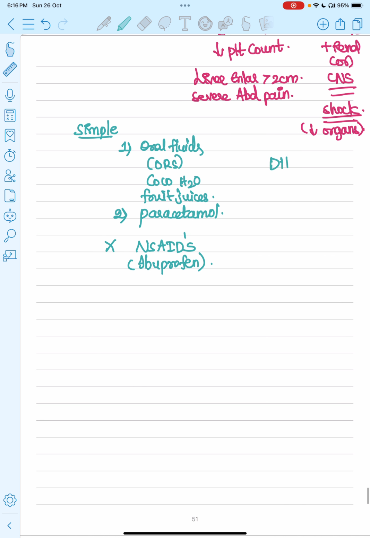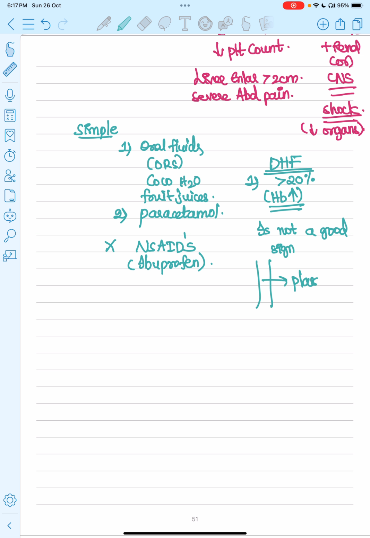In dengue hemorrhagic fever, when you see increased hematocrit of more than 20%, that means there is increased hemoglobin. Increased hemoglobin or increased hematocrit value in a dengue patient is not a good sign because there is leak of plasma from the capillaries. Because of that plasma leaking, there is increased hematocrit or hemoglobin value, which is not a good sign.